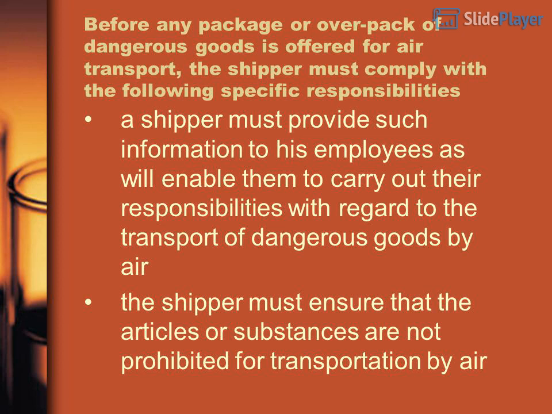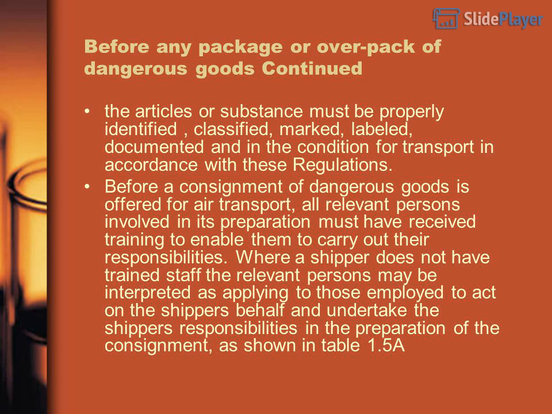The shipper must ensure that the articles or substances are not prohibited for transportation by air. Before any package or overpack of dangerous goods is offered for air transport, the articles or substances must be properly identified, classified, marked, labeled, documented and in the condition for transport in accordance with these regulations. Before a consignment of dangerous goods is offered for air transport, all relevant persons involved in its preparation must have received training to enable them to carry out their responsibilities.